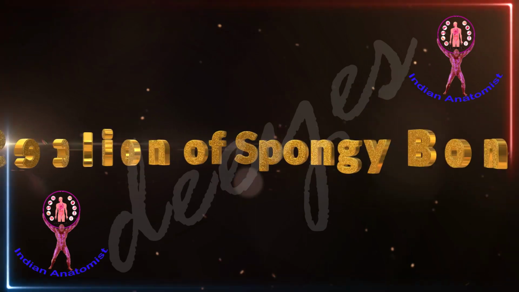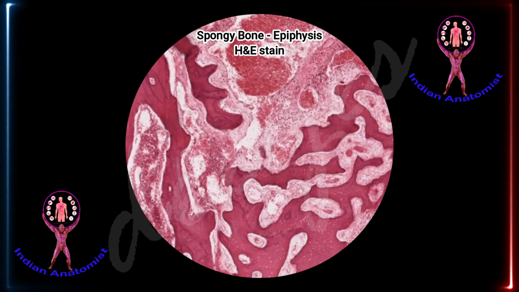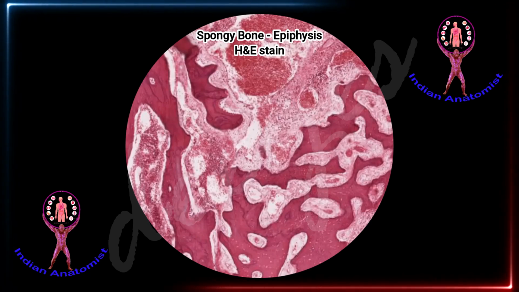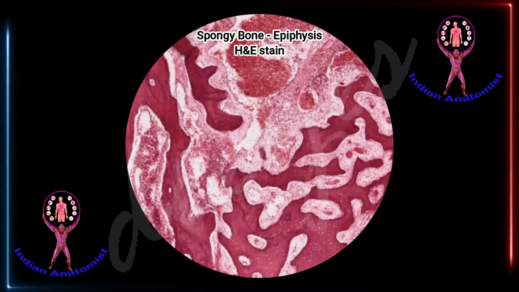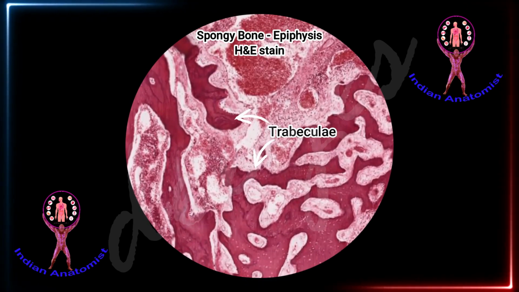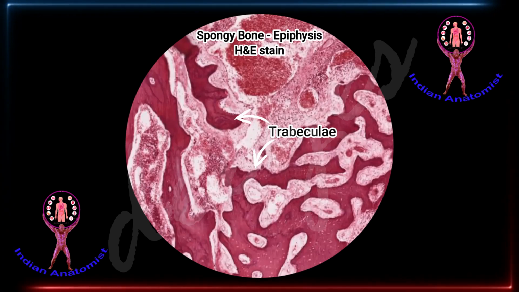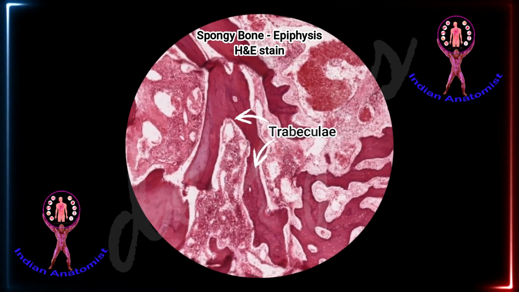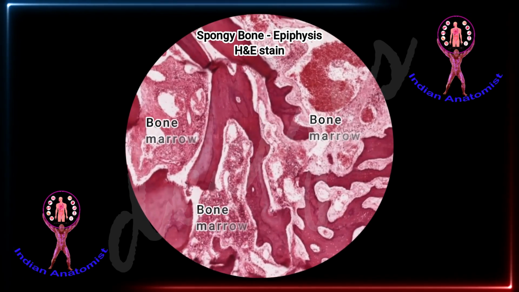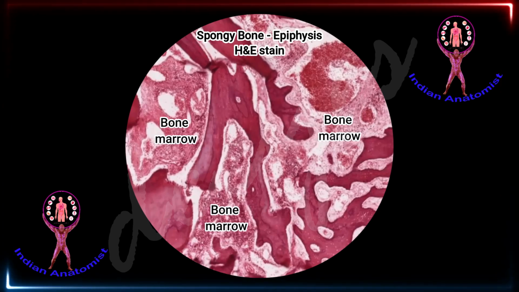Now, let us see the microscopic structure of spongy bone. This is a slide from the epiphysis of a long bone showing the spongy part, which is stained by hematoxylin and eosin. From a microscopical point of view, the spongy bone is made up of trabeculae, which are thin strips of bone that connect to each other and surround the bone marrow and blood vessels. It makes up the core of the bones, which is lighter and full of marrow.